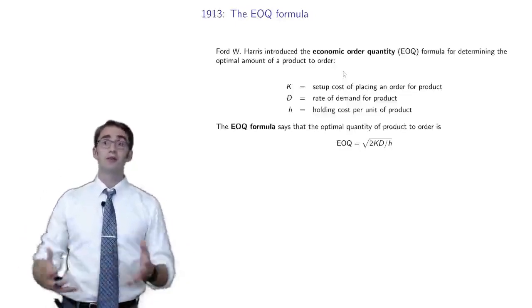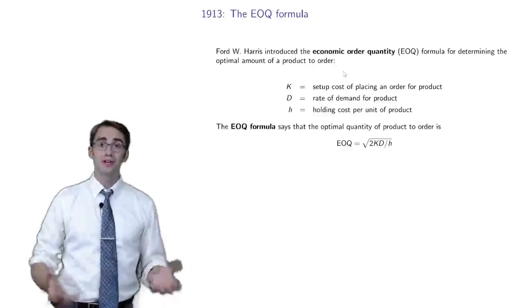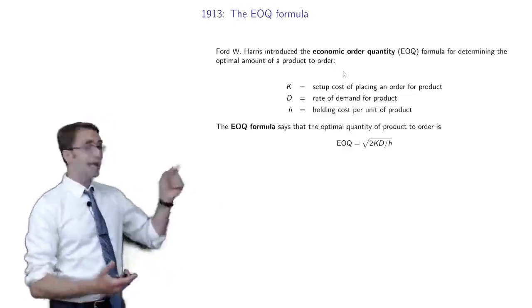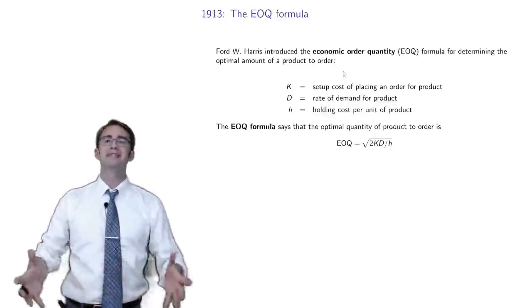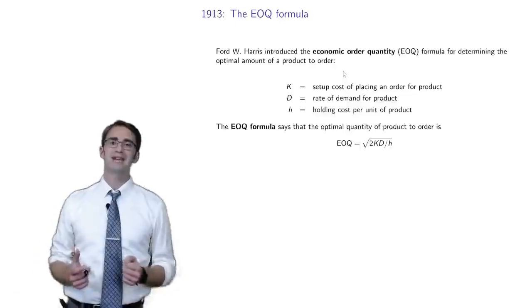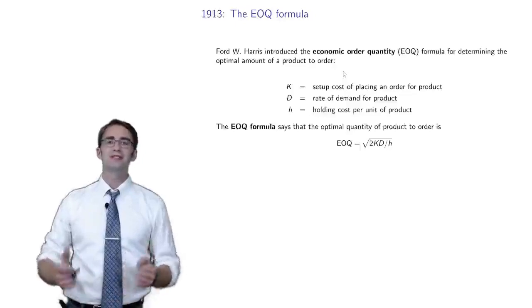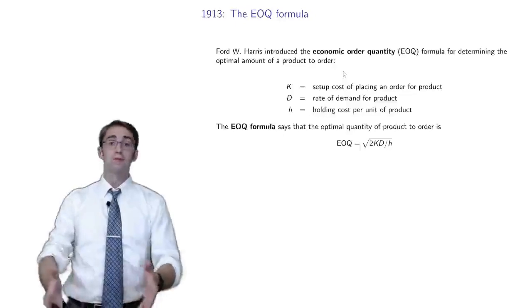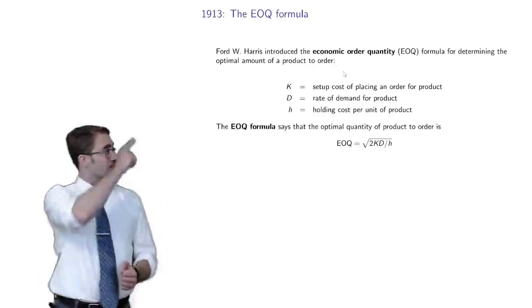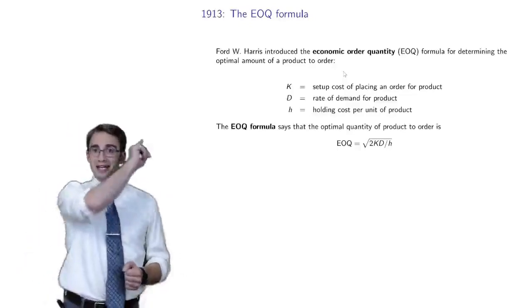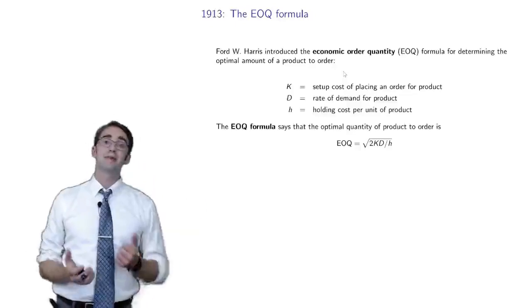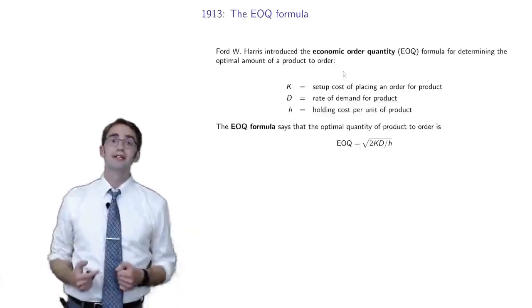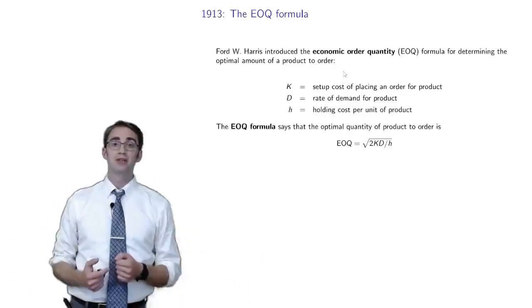If I'm placing huge orders, I need to have a huge store to carry all this stuff. That's H. H is the holding cost for these products because it's the real estate cost that I have to pay in order to make sure that I have room to store all of my items. So those are the trade-offs there, K and H. K is how much it costs me every time I place an order. H is how much it costs me to have all this inventory sitting around in my showroom floor.